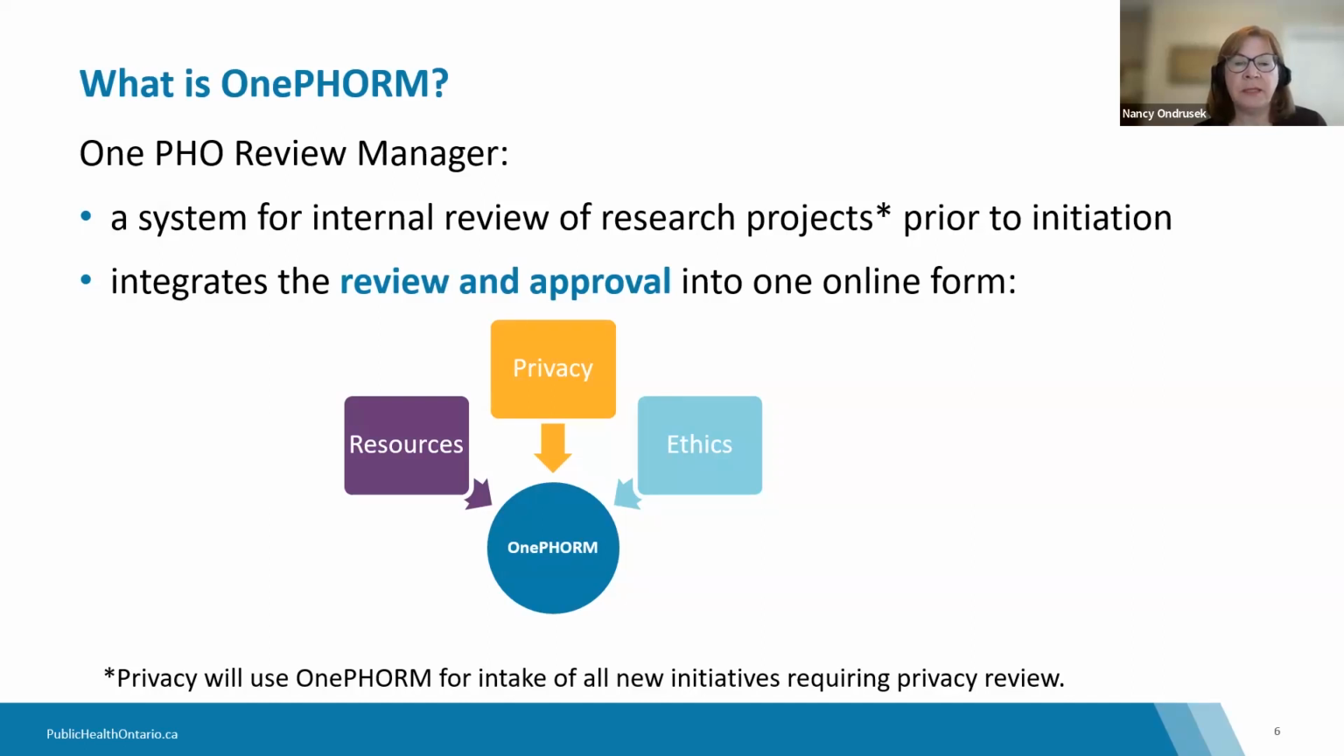The review processes that are integrated into OnePHORM are resources review, also known currently as operational review, which looks at both lab impacts and non-lab impacts, as well as privacy and ethics reviews. These review processes aren't new, but they are currently managed through separate streams, each with their own set of forms. With OnePHORM, there's a single intake so that you can provide the project information once, and it's used for all reviews. One additional feature is that for privacy reviews, the scope is expanded beyond research, and OnePHORM can be used as the intake for any activities requiring privacy review.